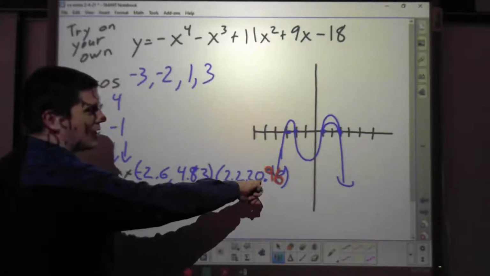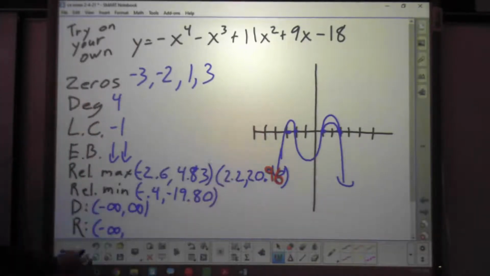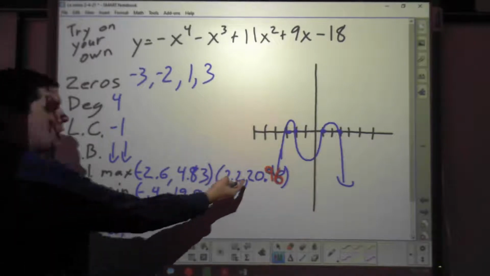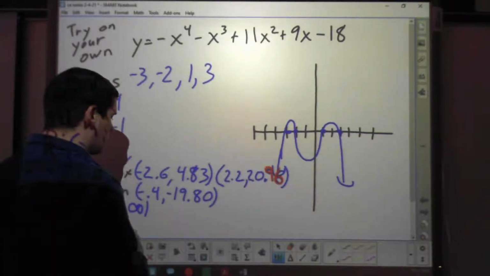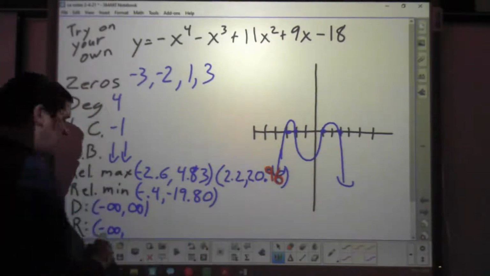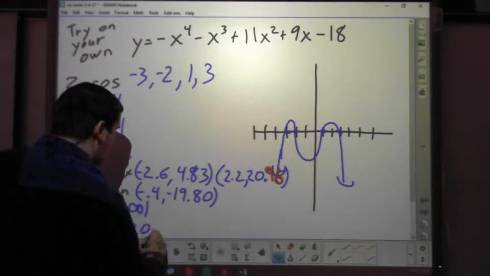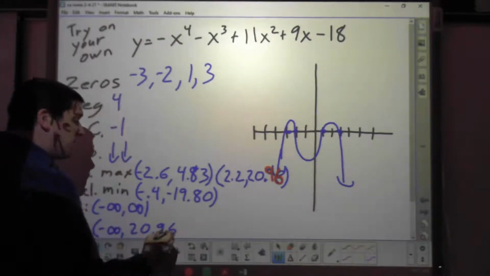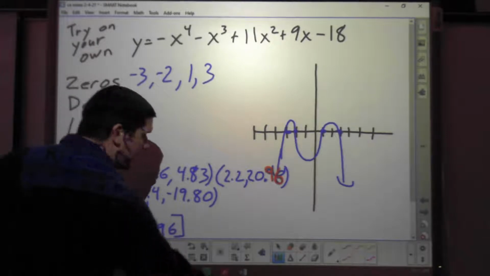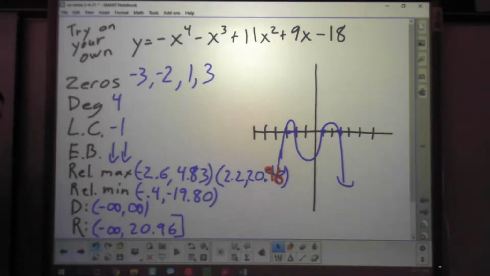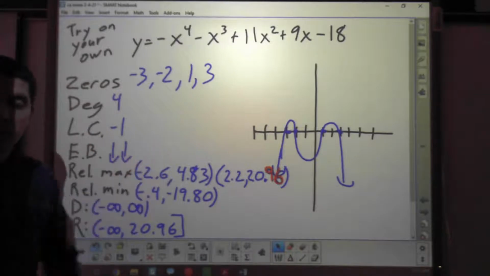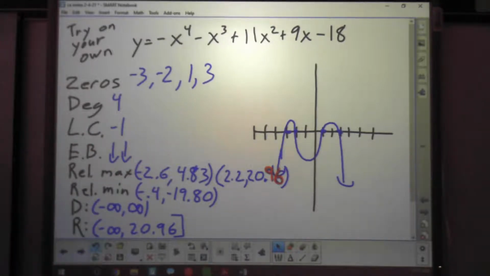This goes up past 20. I was like, that one on the right is definitely higher, but I have to look at my points here. That number is higher. That means that's going to be the highest this can go. So 20.96. And since I can be that number, I'm going to include a bracket there. There you have it. That's all we got.